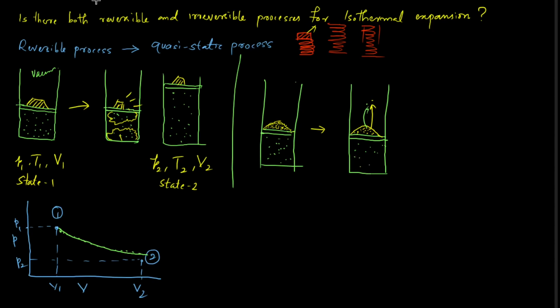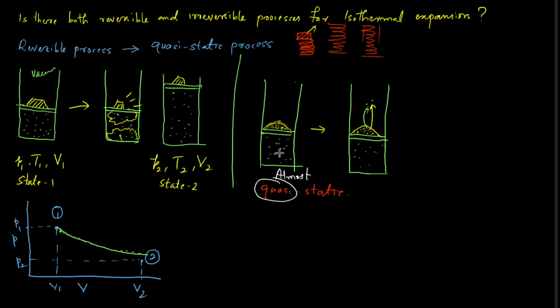So this type of process is actually an imaginary process. We are not actually doing this experiment in the real world, but we are imagining such a process. So this type of process is called a quasi-static process. Quasi means almost. The system is always almost in equilibrium. In each step, the system is almost in equilibrium.